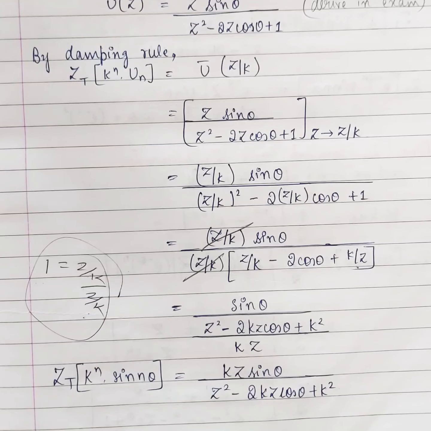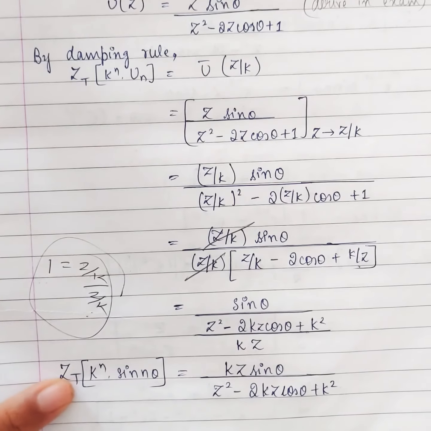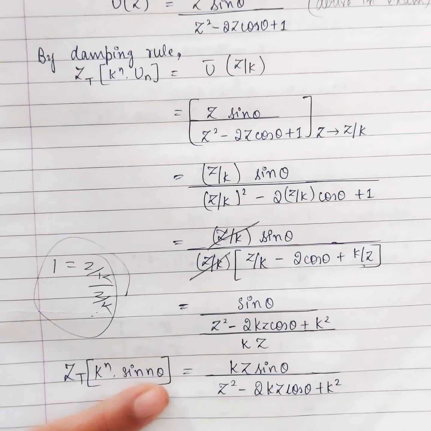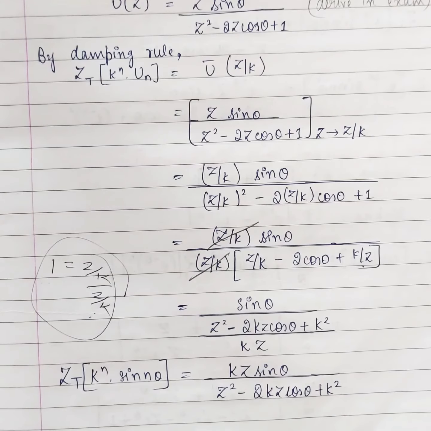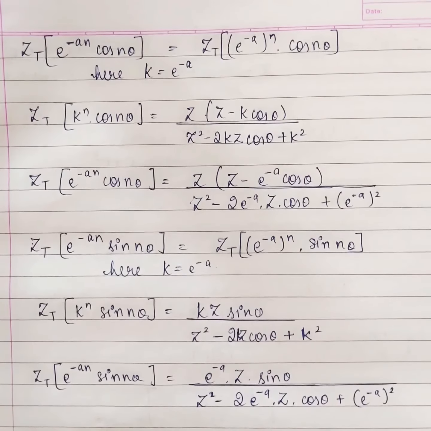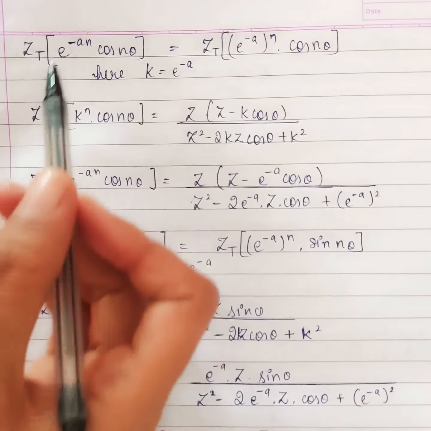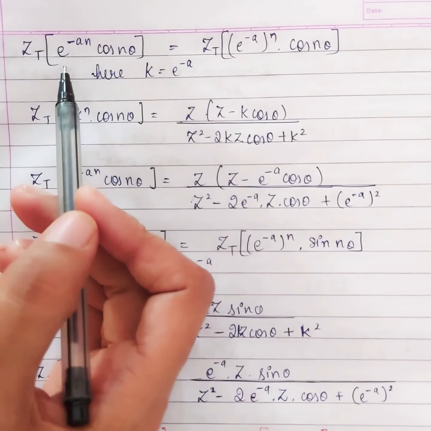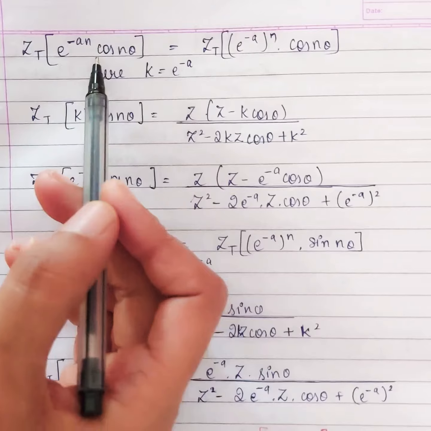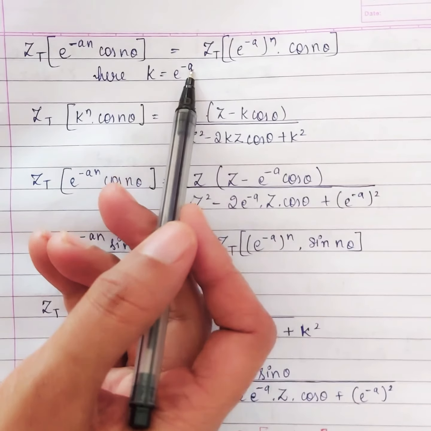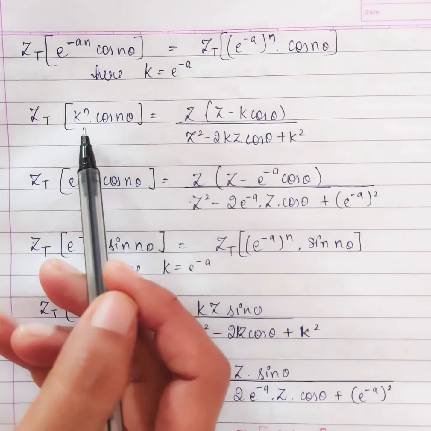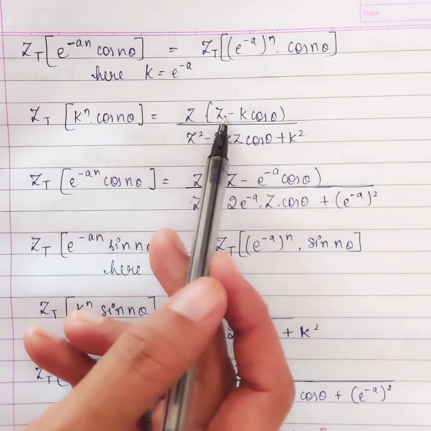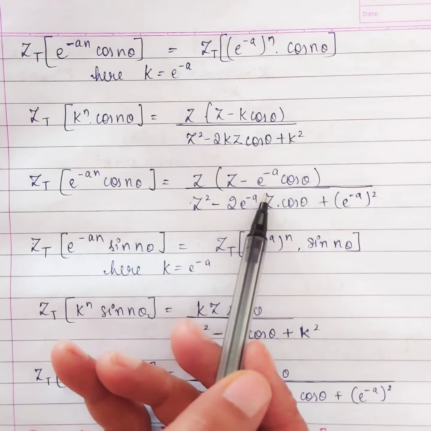So in the question, if they ask the z transform of e power minus a n sin n theta, just replace k by e power minus a. That's it. I'll show that also. So if they ask the z transform of e power minus a n cos n theta, we have derived the z transform of k power n cos n theta, right? Just replace k by e power minus a. So this is what we have derived for k power n cos n theta. Just replace k by e power minus a, we get this.